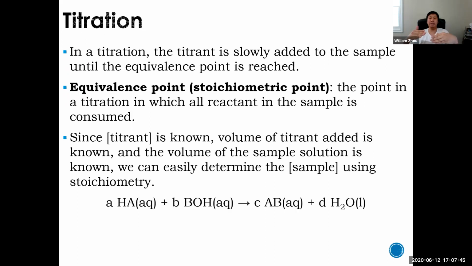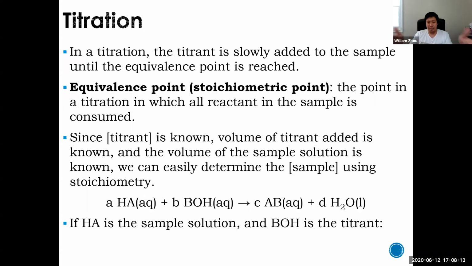So here is a typical acid-base titration equation. HA stands for the acid. BOH is the base with the hydroxide. You make a salt, AB. It should be BA. B is obviously the metal here. And then water. And lowercase a, b, c, d are the numbers, the coefficients to the balanced chemical equation.